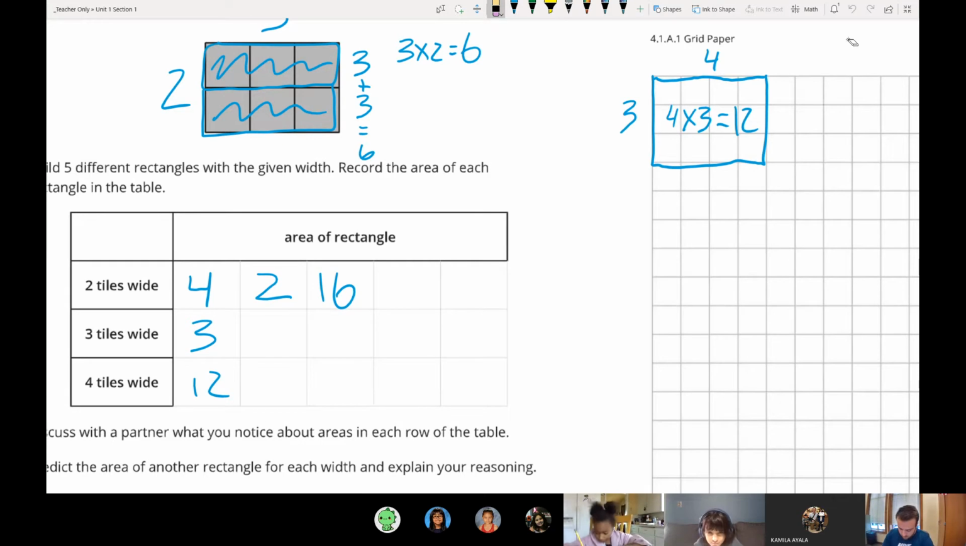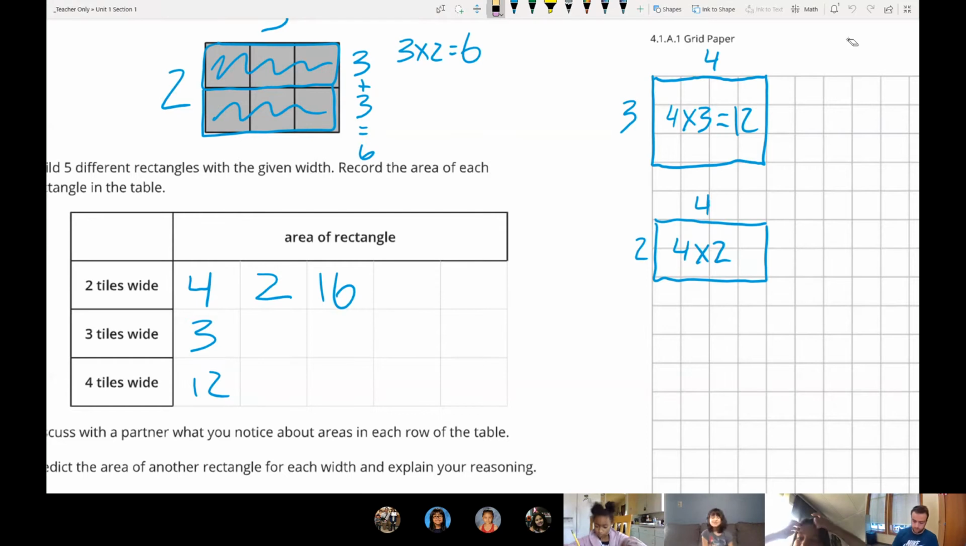How about another one 4 wide? 4 wide, and let's go 2 down. That's my area. Your area is 8. It is 8.